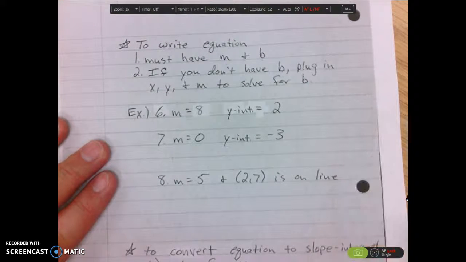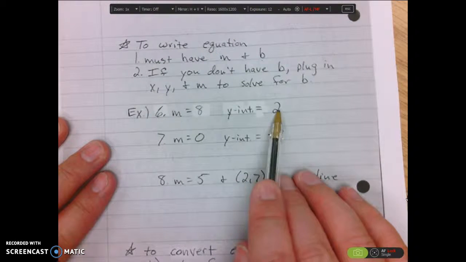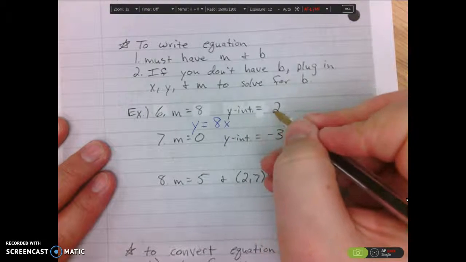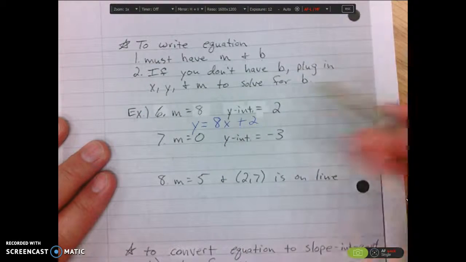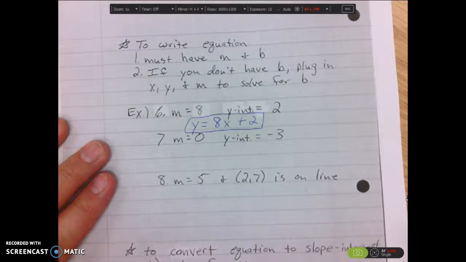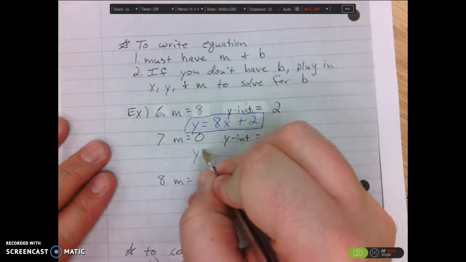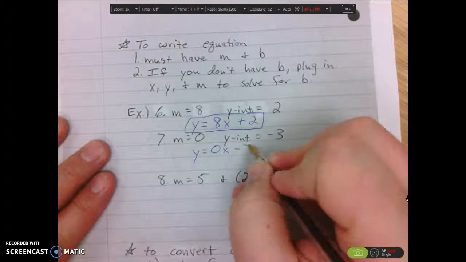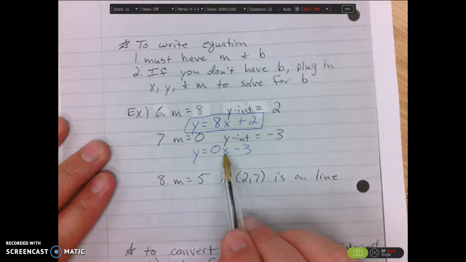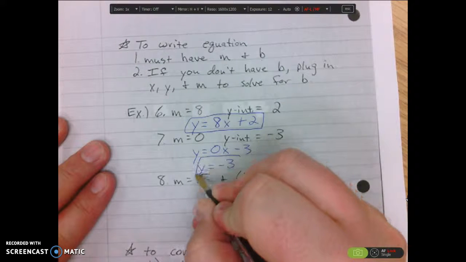Let's take a look at these first ones. The directions just say to write the equation in slope-intercept form. Here's my slope, here's my y-intercept. Y equals 8x plus 2. Done. Just plug them in, nothing else. The next one, slope of 0, y-intercept of -3. So y equals 0x minus 3. Of course, you don't need the 0 and the x because 0 times x is just 0, so it goes away. So y equals -3. Just simplify that and we are done.